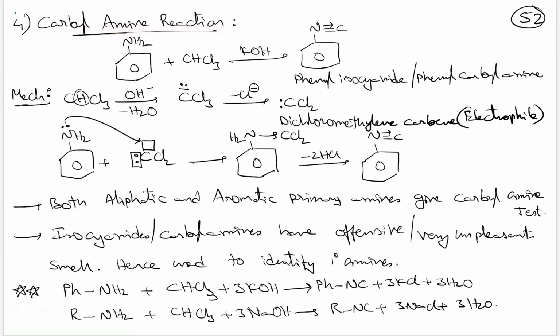Then the carbylamine reaction, a very, very important reaction also. In the carbylamine reaction, you take a primary amine, any aromatic or aliphatic primary amine. On reaction with chloroform and KOH, there will be formation of isocyanide, or carbylamine. Isocyanides or carbylamines are very bad smelling compounds, so we can easily identify that the initial compound given to us is a primary amine, aliphatic or aromatic.